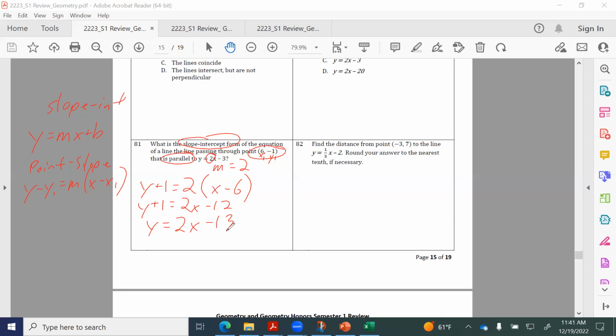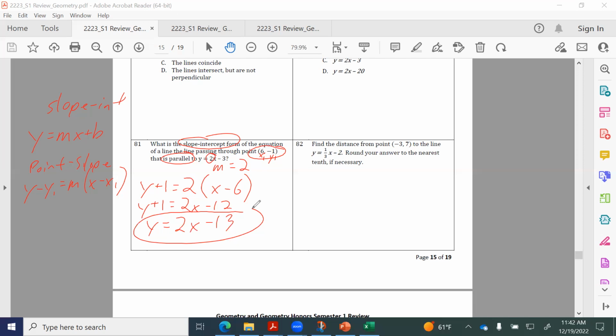Over here on 82, find the distance from point (-3, 7) to the line y equals 1/3 x minus 2, rounding the answer to the nearest tenth. All right, on this one, we have our coordinate point that they want us to find the distance from. It has to be a perpendicular distance.